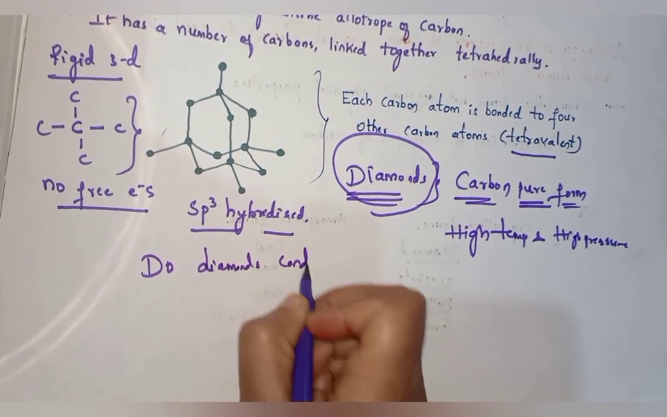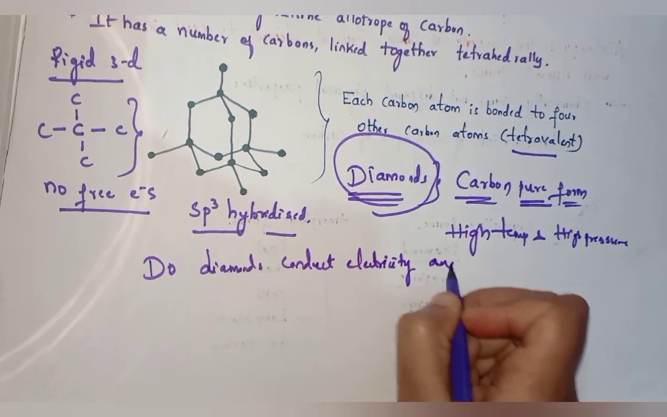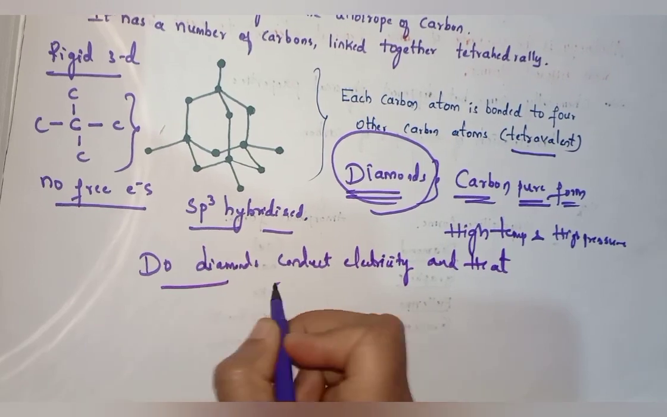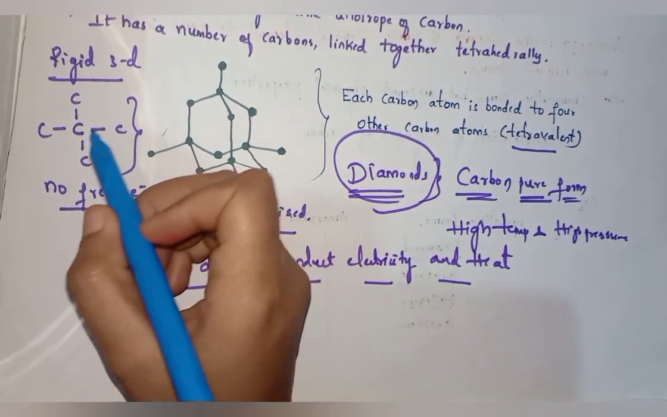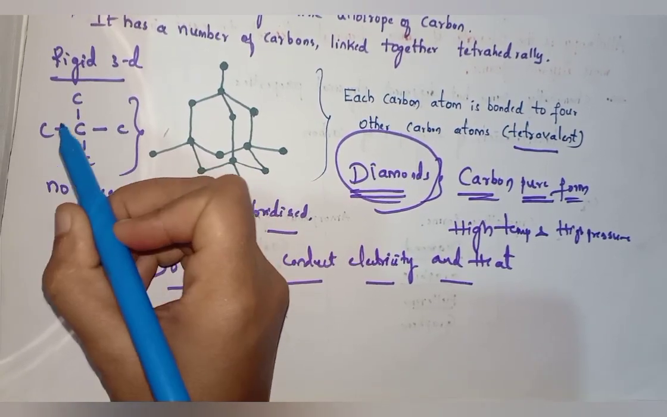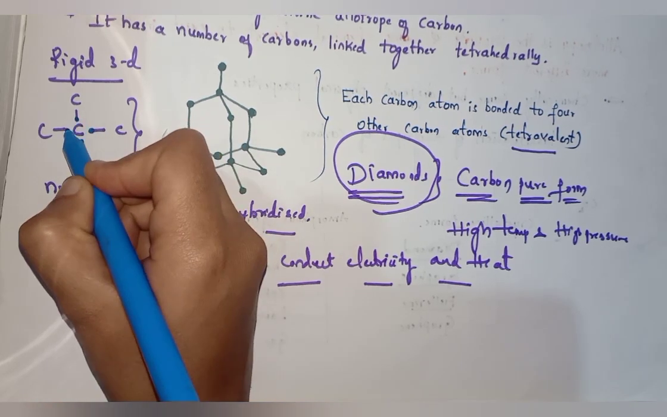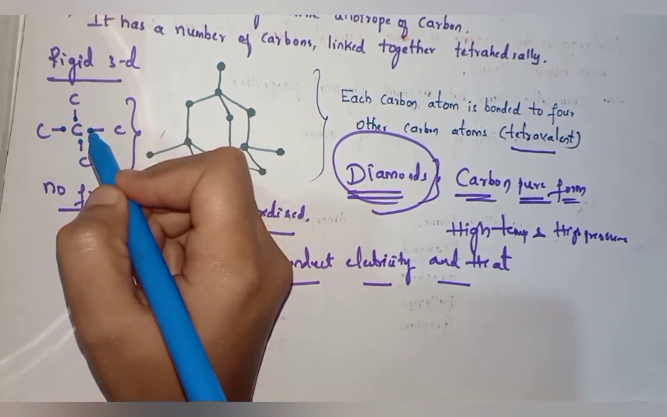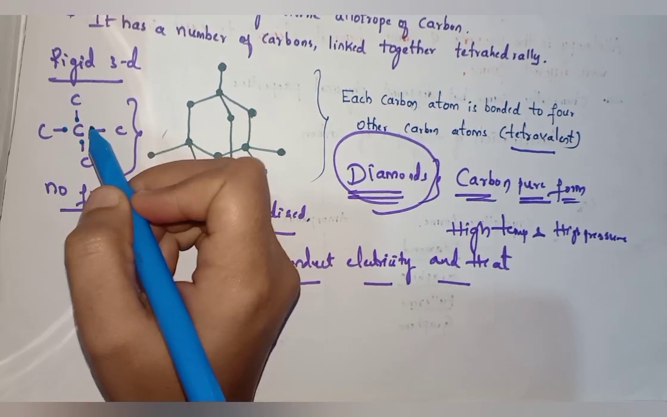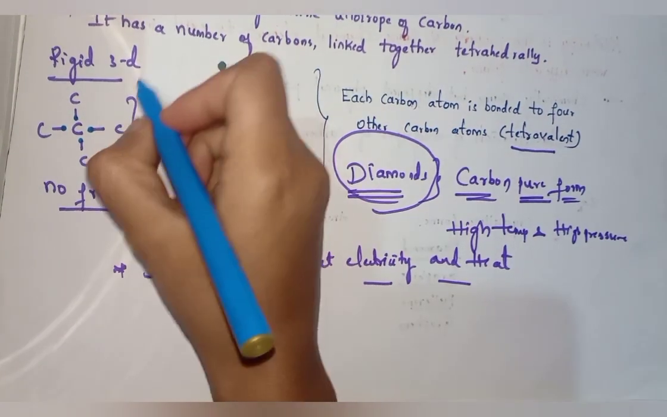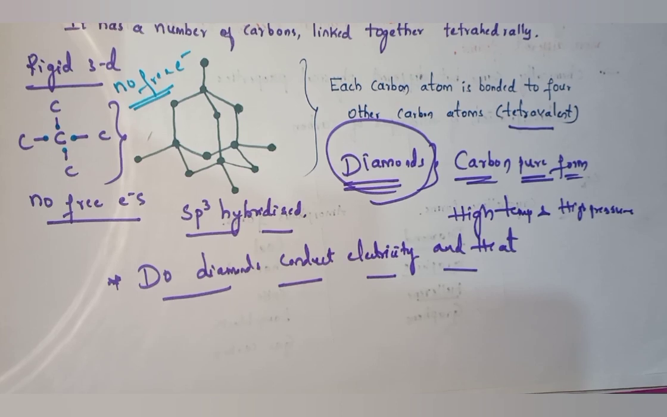So now let's answer this question. You can see in the structure that each carbon atom is bonded with 4 other carbon atoms, and these are the 4 electrons of a carbon atom. We know that it is tetravalent. So the other 4 carbon atoms are bonded. So there is no free electron present in the diamond.